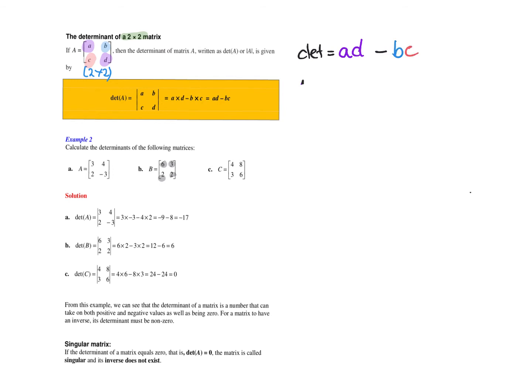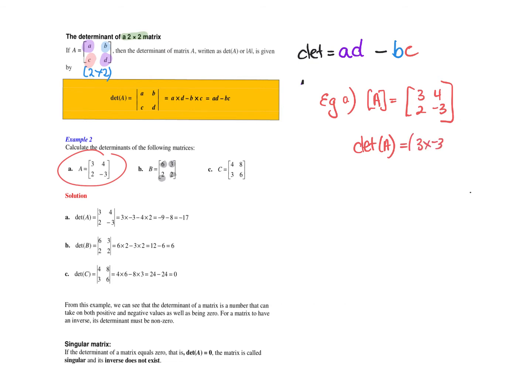So say for example, here, this example A, if I was finding the determinant of matrix A, which they're saying is 3, 4, 2 and -3, when we go to find the determinant, they obviously say det. We might write it as det A. So it'll be 3 times the -3 minus the 4 times the 2. So we end up with -9 minus 8, which equals -17. So that's where they go.